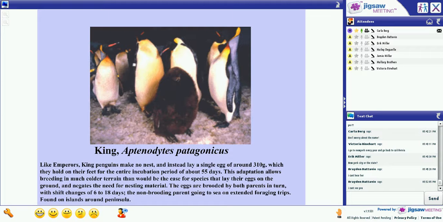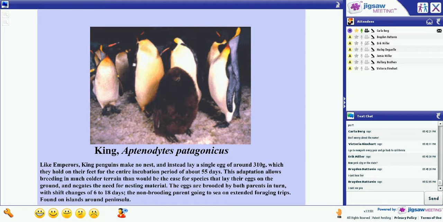Does anyone remember what that fancy word incubation means? We talked about it last week when we talked about sea turtles. Haley, go ahead. It's where you can keep the babies warm in a warm temperature so they'll hatch correctly. All right, great. It's when the eggs are kept warm.